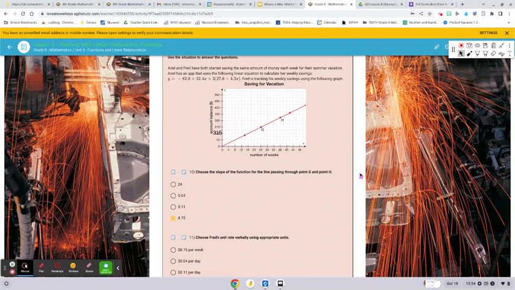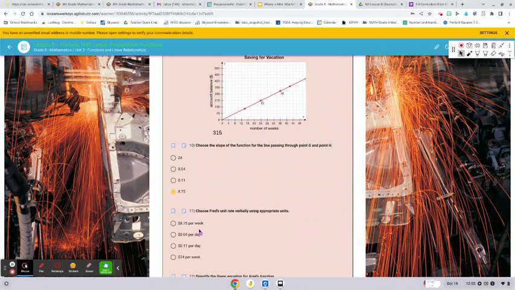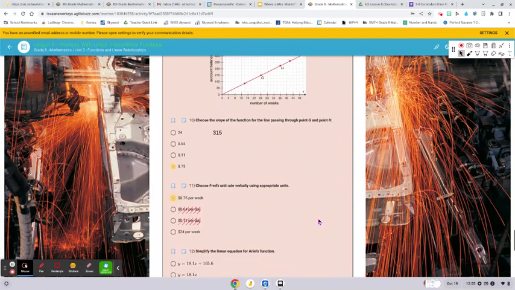Okay, unit rate means for one. So let's look. For 1 week, what would his balance be? And so unit rate, we're looking at number of weeks. So that's per week. So I'm going to use my answer eliminator and let's eliminate the per day because the graph is in weeks. All right, that helps a lot. Well, the unit rate is actually our slope. So we get to select our slope as the unit rate.